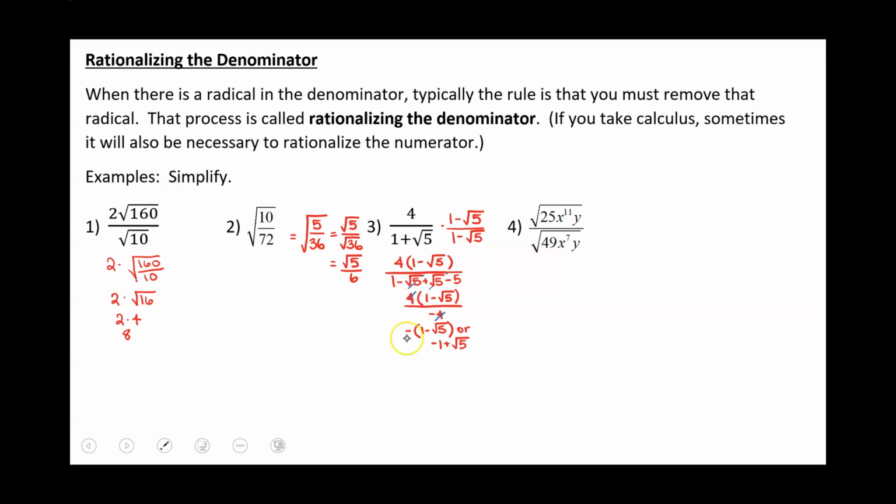If you'd rather distribute that negative 1, you could do that as well. And so that'd be negative 1 plus the square root of 5. You could write it either way. All right, let's look at one more.